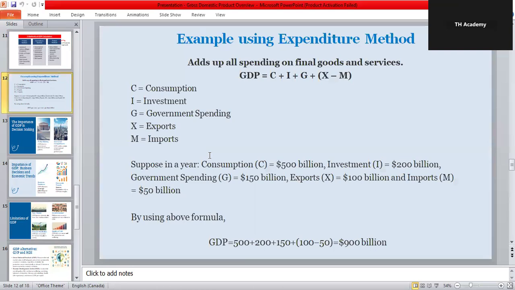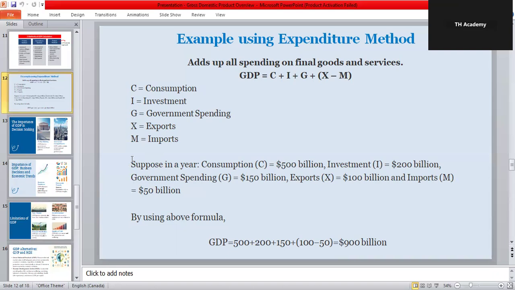So here's the formula of the expenditure method, as we just learned before. This adds up all the spending on final goods and services. GDP equals C plus I plus G plus X minus M. This X minus M represents the net exports. Here's the net exports formula, that is X minus M: exports minus imports. So this formula is used to calculate GDP using the expenditure method.